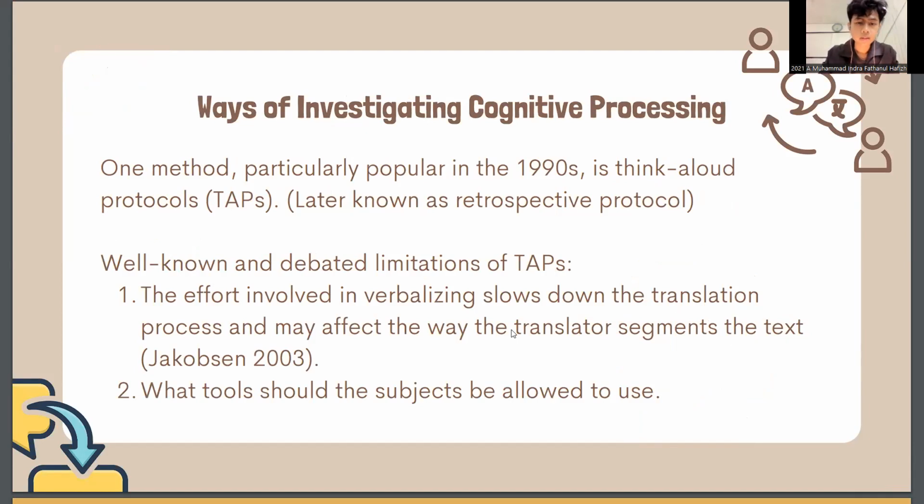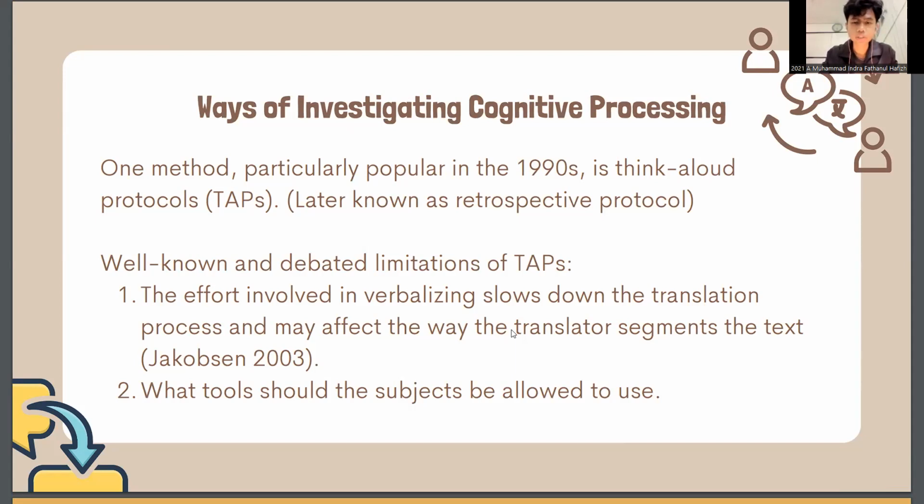Next slide. So here we have ways of investigating cognitive processing. What we have here is the think-aloud protocol, in short TAPs, and later down the road it is known as the retrospective protocol. In this type of study, the translator is asked to verbalize his or her thought process while translating or immediately afterwards.